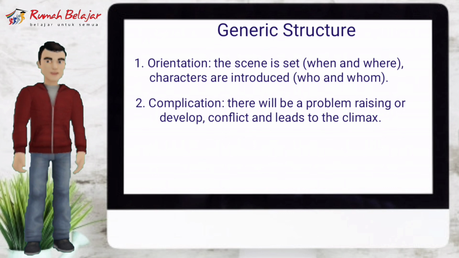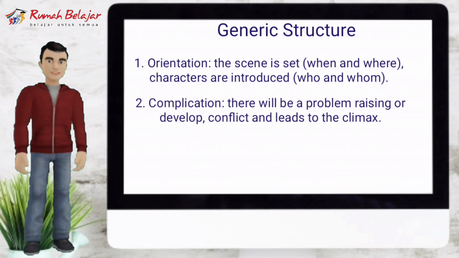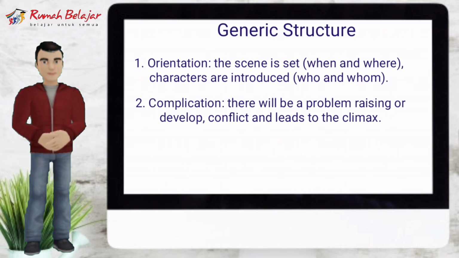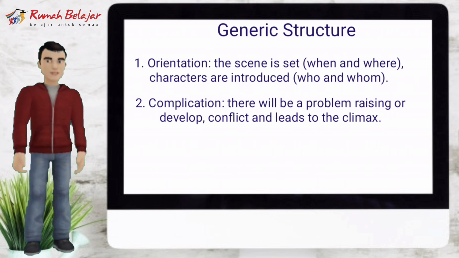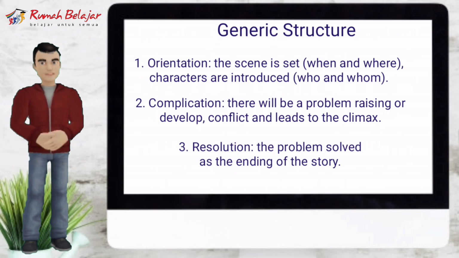The second part of narrative text is called complication. In this part, a problem arises and develops, a conflict, and it leads to the climax. Sometimes it's called the middle of the story. The third part is called resolution. We call it the ending of the story, where the problem is solved.